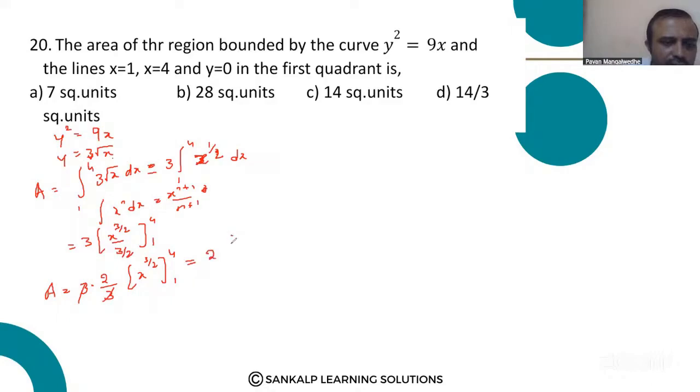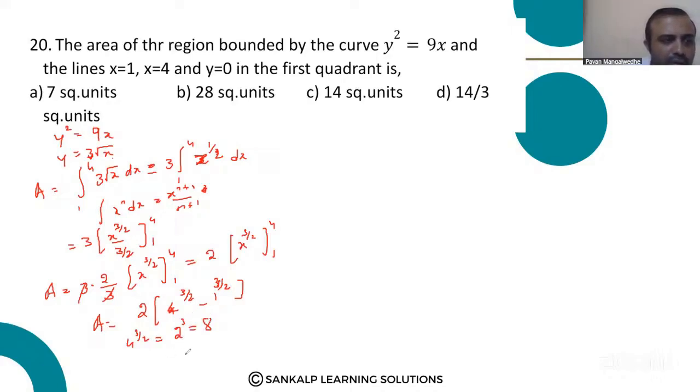It is left with 2 into x raised to 3 by 2 from 4 to 1. Applying this limit, that is a is equal to 2 into 4, because x you substitute as 4, 4 raised to 3 by 2 minus 1 raised to 3 by 2. So it is 4 raised to 3 by 2. Its value is what? 4 can be written as 2 square, means 2 and 2 will get cancelled. It is 2 raised to 3. It is nothing but 8.